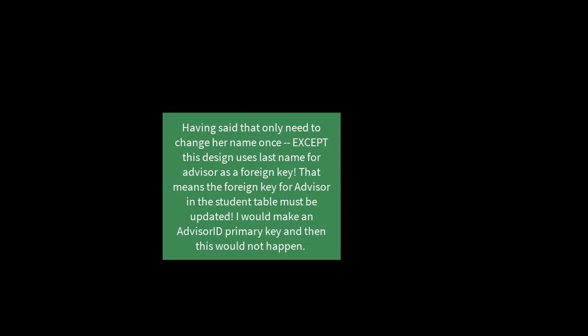In review, having just said that we only need to change her name once, except for this design, which uses the last name for the advisor as the foreign key. And that means the foreign key for the advisor in the student table must be updated, making multiple changes again to Susan's last name. I would make an advisor ID as the primary key, and then this would not happen.